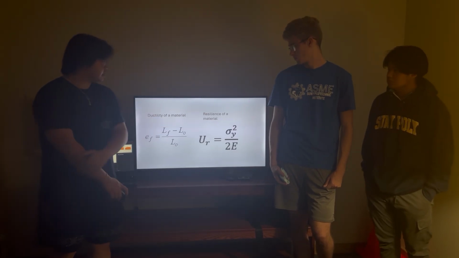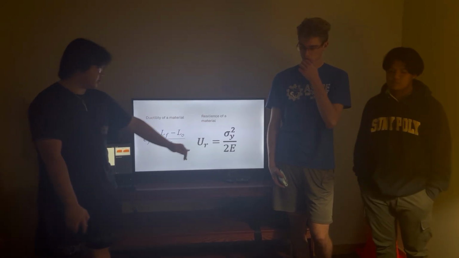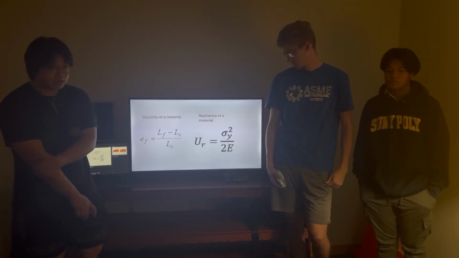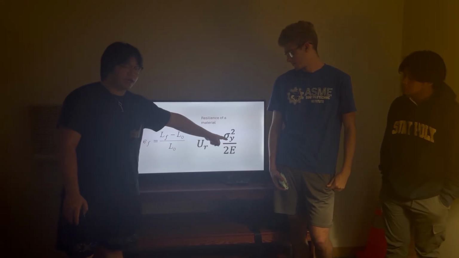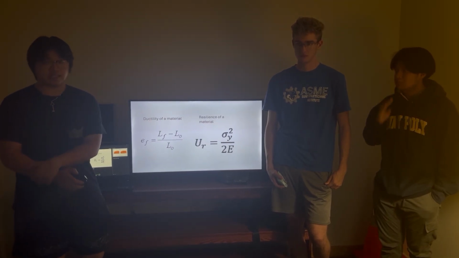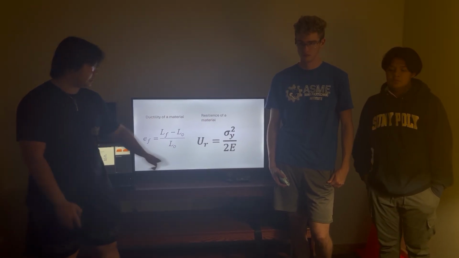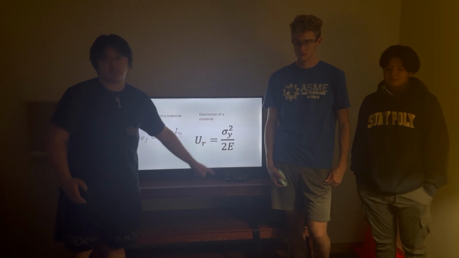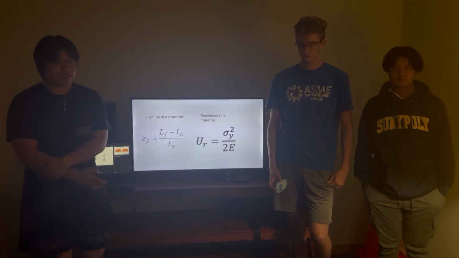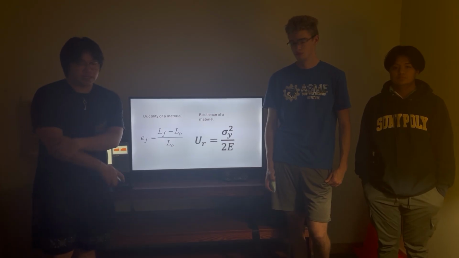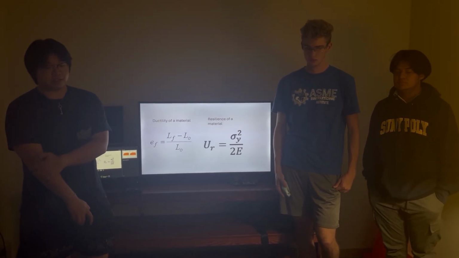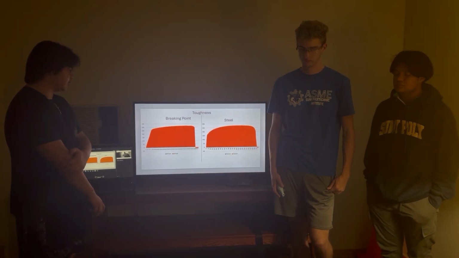In the resilience of a material, the formula is U_R equals little sigma y squared over 2E. Little sigma y is the yield strength, so this is going to be the stress at the elastic limit. E is going to be the Young's modulus, which is what we mentioned earlier. This is also known as the elastic modulus, which is how far we can take it before it goes back down. And the formula is derived by the area under the linear portion of the stress-strain curve.